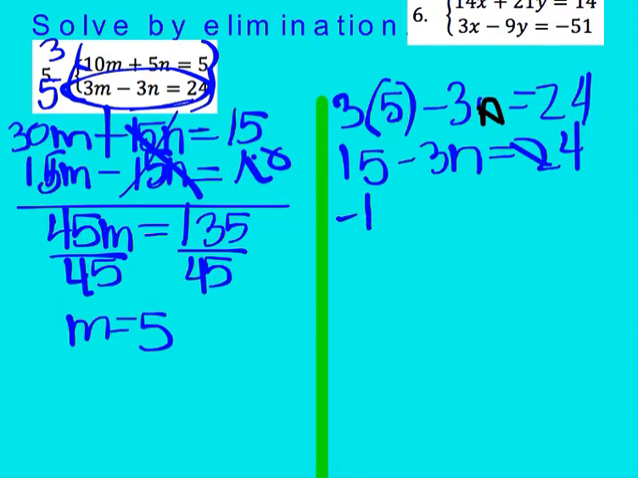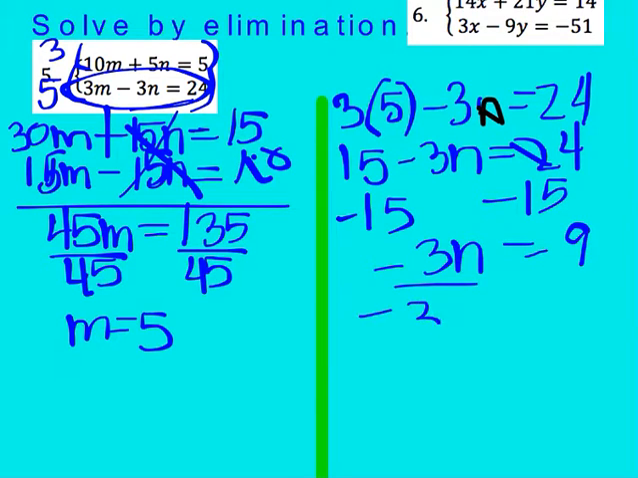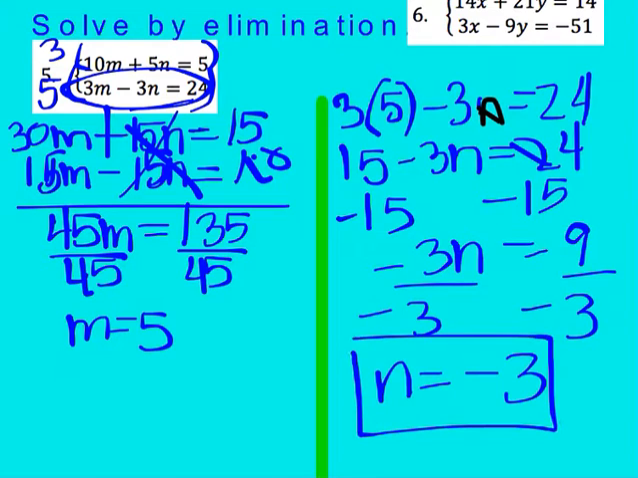Okay, subtract 15 from both sides, and I get negative 3n is equal to 9. Divide both sides by a negative 3, and then I'm going to end up getting that n is equal to a negative 3. So then my point, I'm going to write my m and then my n.